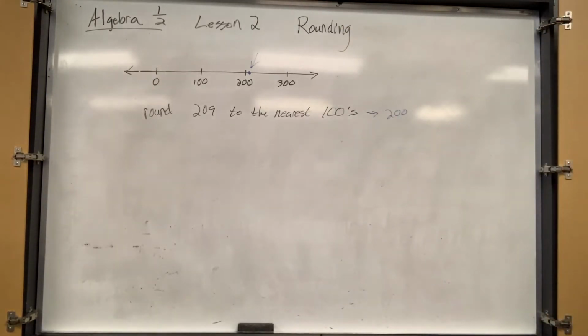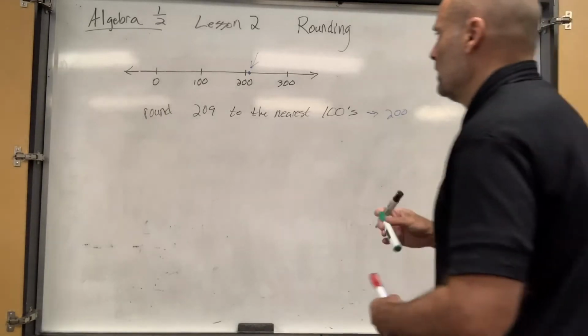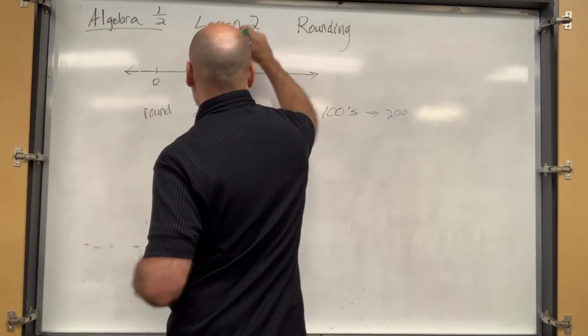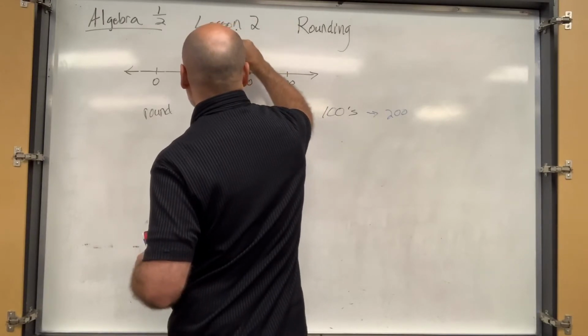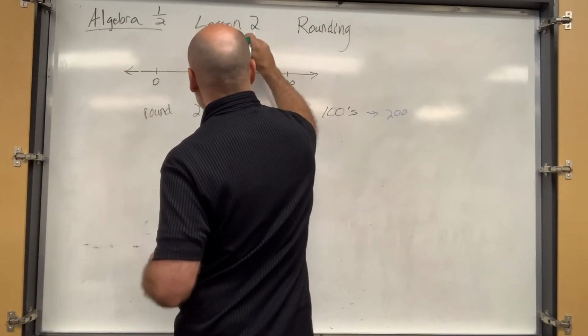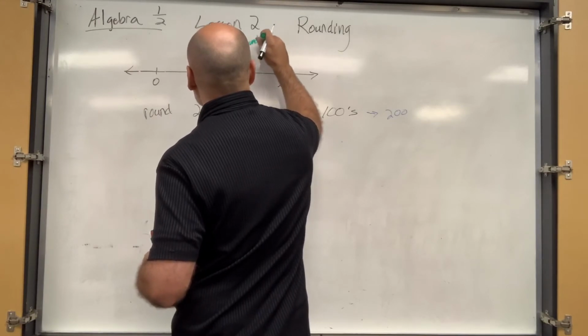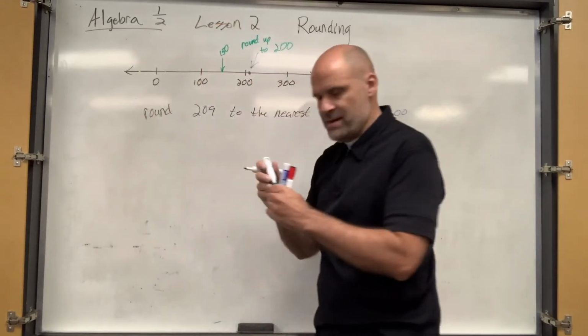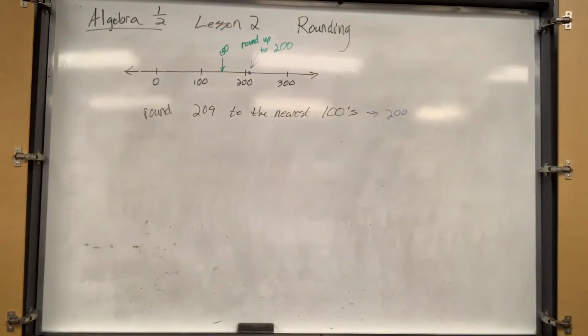Okay? Well, what if it's exactly in the middle? Then it goes up. Because anything 5 or more, 150 always rounds up. Or 149. Wait, okay. So 149 would go down to 100, but 150 would go up.